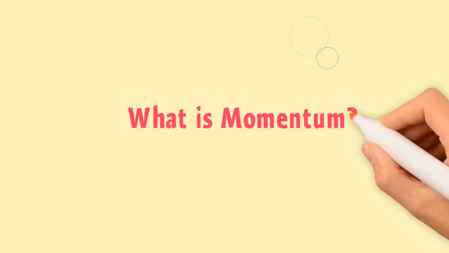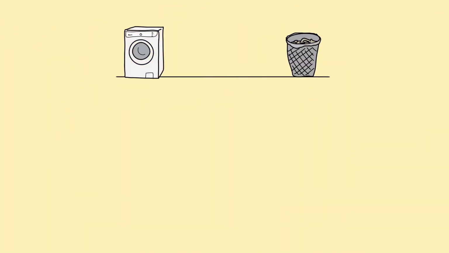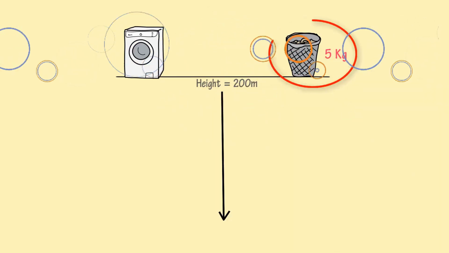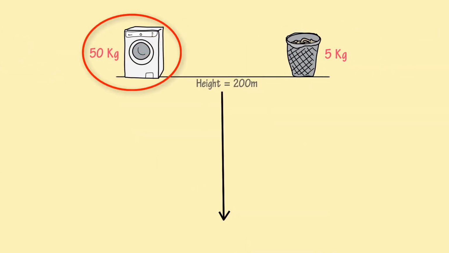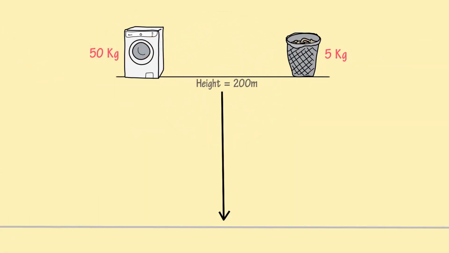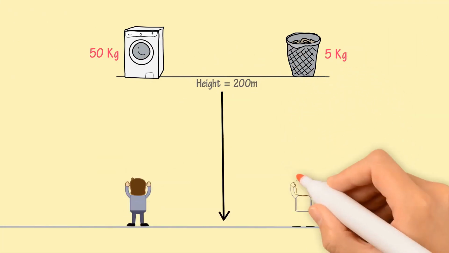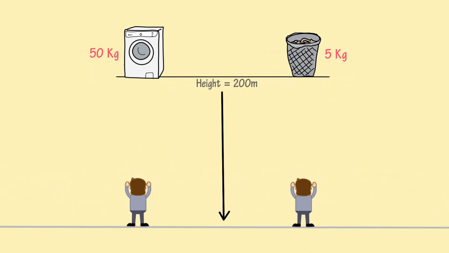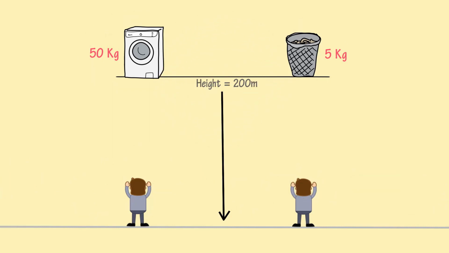What is momentum? Let's consider that two objects are falling down from a height of 200 meters. Let the mass of this object be 5 kg and the mass of this object be 50 kg. Both bodies accelerate with the same speed towards Earth. If I ask you to catch one object out of these two, which would you choose? I am sure you will choose the object of mass 5 kg.